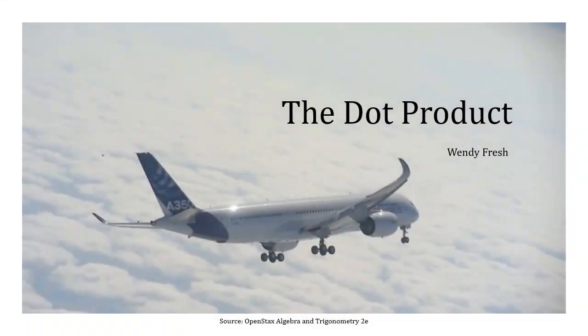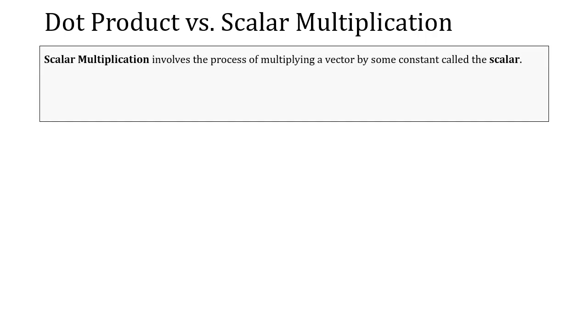In this video, we will take a look at what is called the dot product. In previous videos, we used what we called scalar multiplication to lengthen or shorten or even change the direction of a vector. This was done by multiplying the vector by a constant, which we called a scalar.